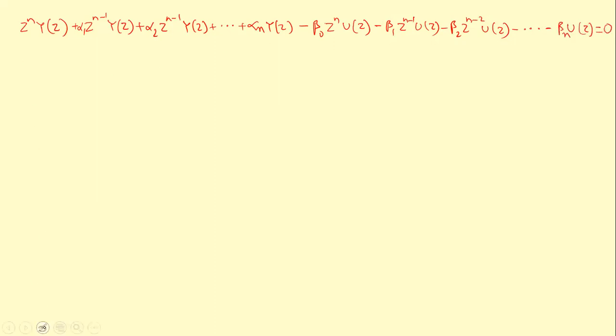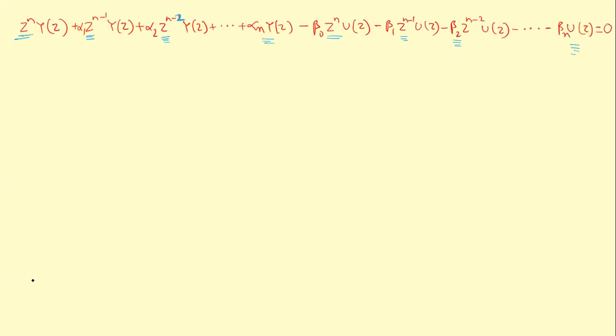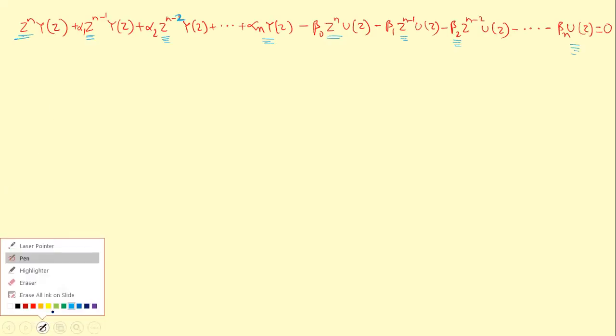Now we will combine these coefficients, like zn will be combined with zn here, and then we have zn minus 1 with zn minus 1. Here it is zn minus 2, sorry. So zn minus 2 with zn minus 2, and this with this. So we'll combine and simplify this equation. So on simplifying, we will get like this.